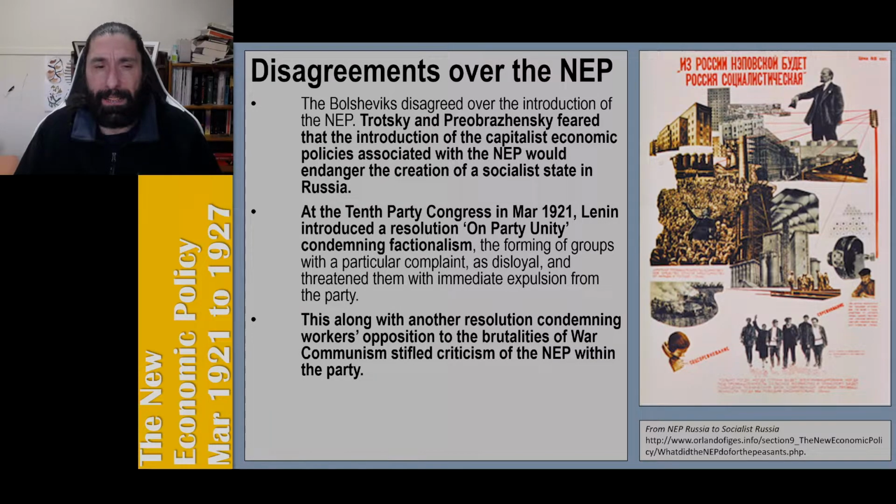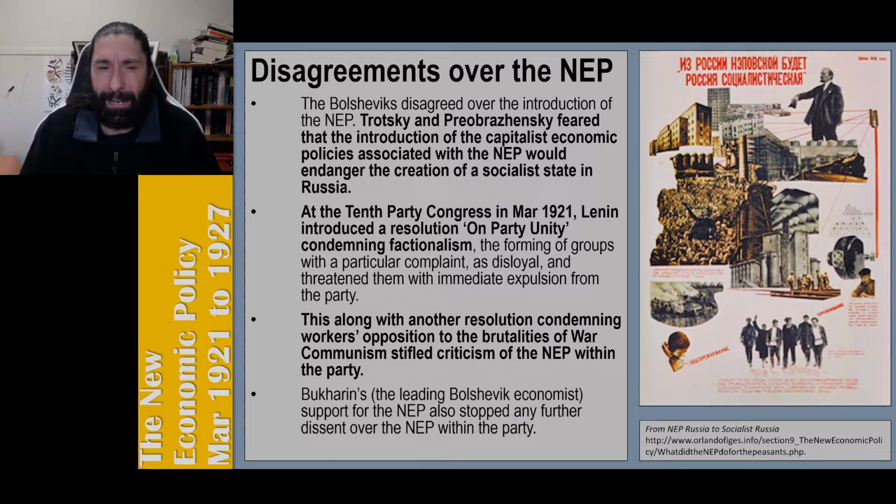And the final factor which led many Bolsheviks to agree to the introduction of the NEP was that the key economic expert or leader within the Bolshevik party, Bukharin, he actually supported it. And you can see that there. So Bukharin's the leading Bolshevik economist. Support for the NEP also stopped any further dissent over the NEP within the party. So Bukharin was the expert. If Bukharin agreed with it, then it must be okay.